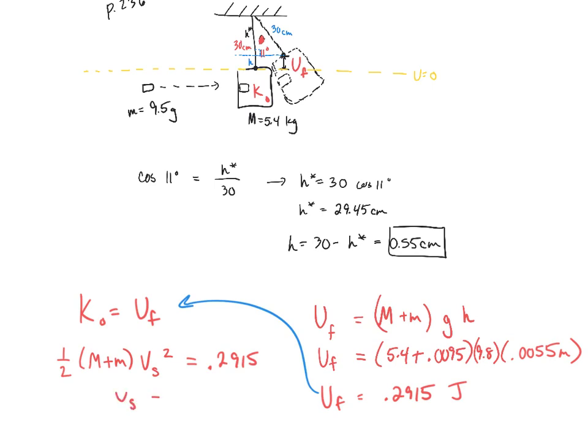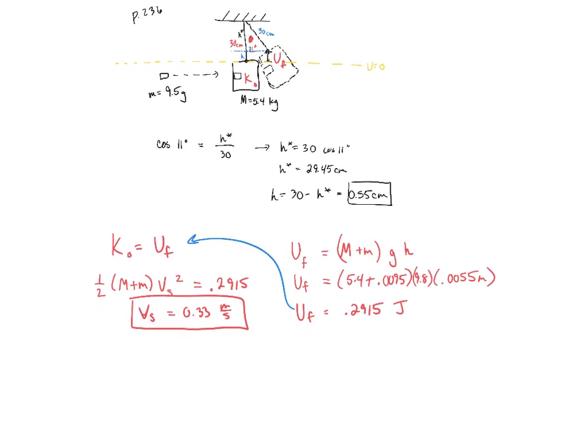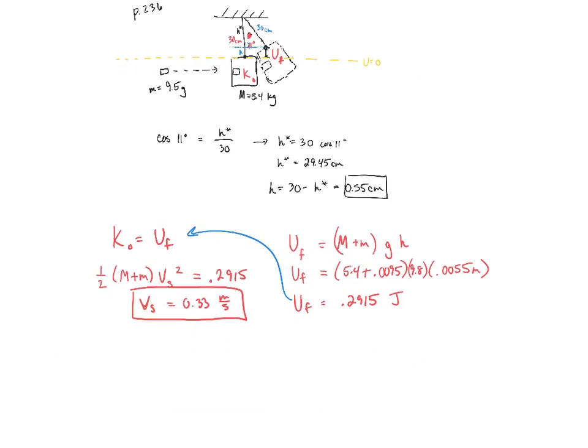What does that come out to be? Can I get a calculation, please? 0.33. This is not our answer, but it's an intermediate answer. We then know, due to conservation of momentum, that the momentum of the bullet initially has to equal the momentum of the bullet in the block when it collides.